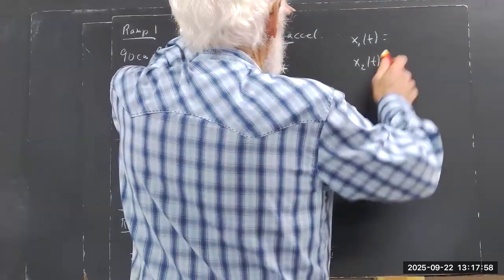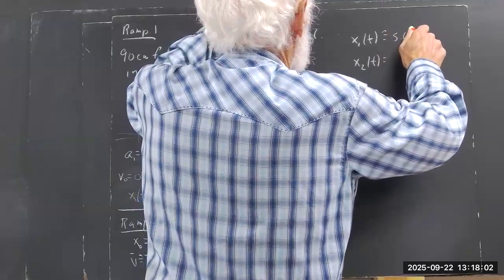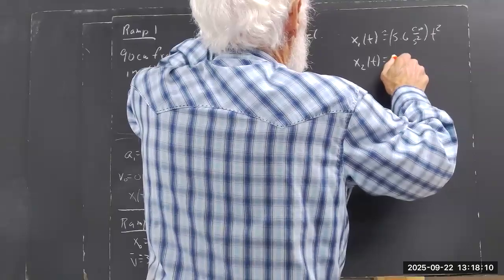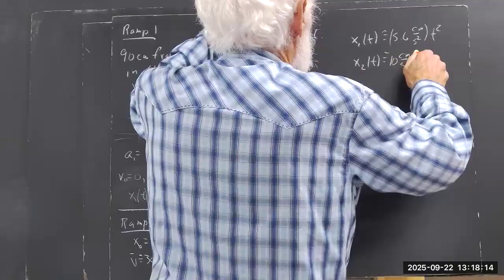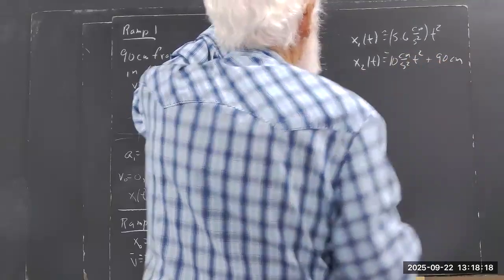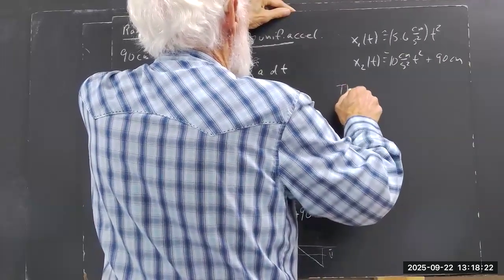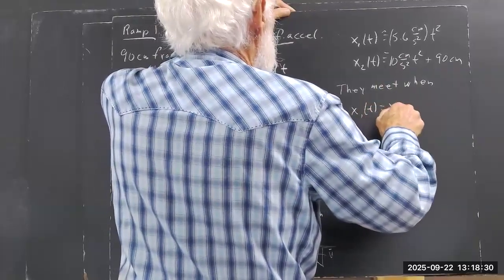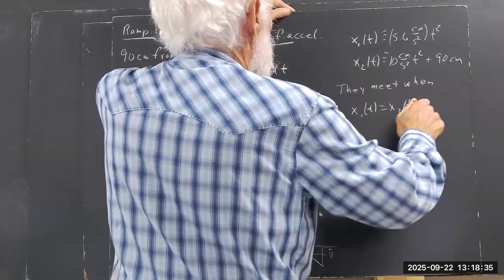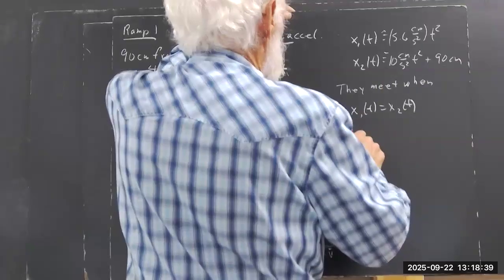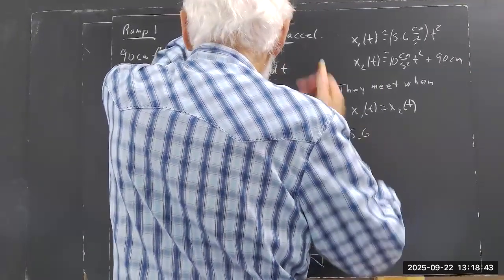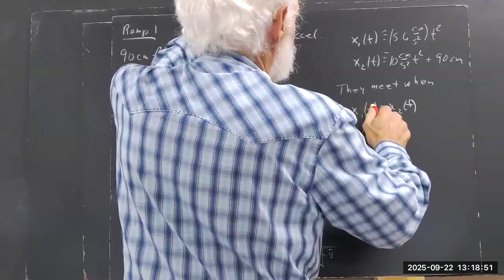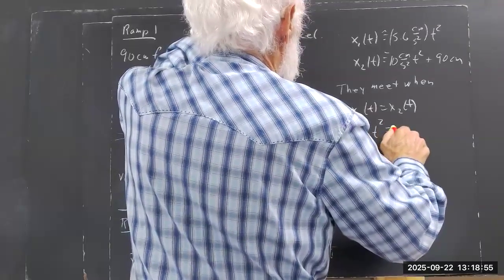So x1 of t is approximately 5.6 centimeters per second squared, t squared, and this one is negative 10 centimeters per second squared, t squared, plus 90 centimeters. So they meet when x1 of t equals x2 of t. Now that's simple enough. We got 5.6. It's actually, I think, 5.625. And I could do that, but that's probably not going to make much difference. So I'll just use 5.6.